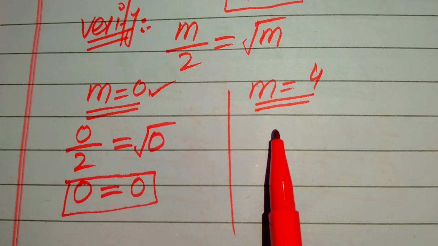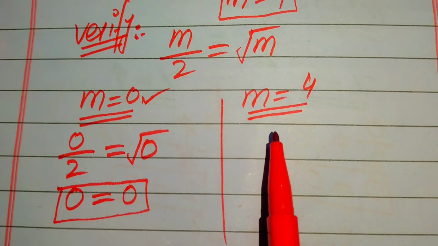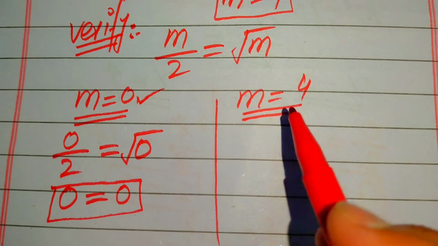And now in the same pattern we verify the second value of m, and here we substitute m is equal to 4 on both of the sides of the above equation.